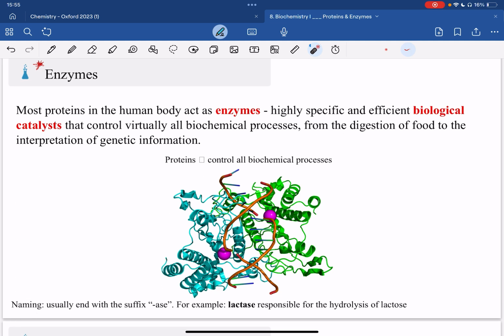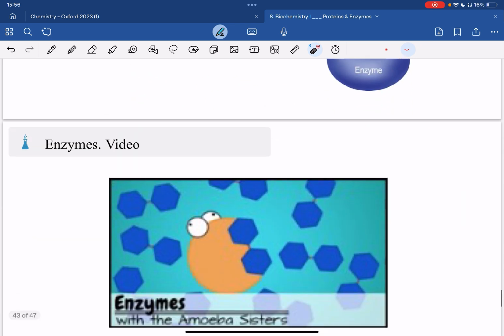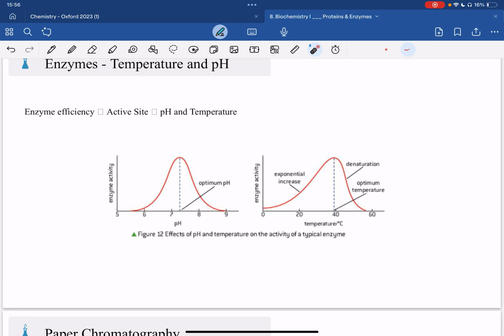Enzymes are biological catalysts. You already know this from biology. We have an active site, and this graph shows how the enzyme works, with an optimum temperature and pH. It shows the effect of pH and temperature on the activity of an enzyme. You see the optimal pH for enzyme activity is around 7, and the optimal temperature is in this area.